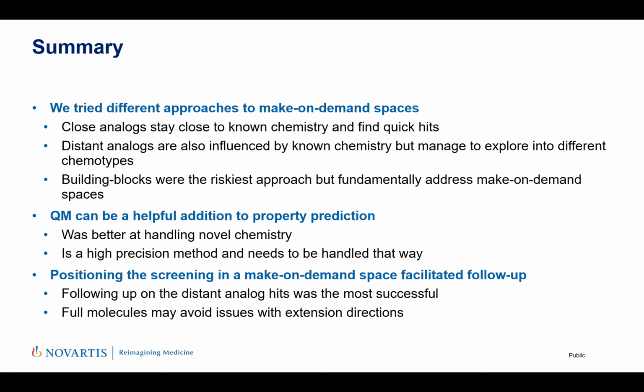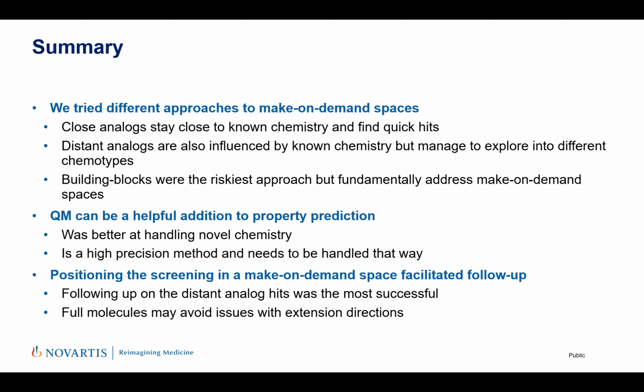So in summary, we tried a few different approaches to make on-demand spaces. We tried close analogs, which quickly gave us active hits, if somewhat boring. Distant analogs, which were also still influenced by known chemistry and also gave us hits, but we managed to explore a little bit more, and this was our most successful approach. And building blocks, which were the riskiest and which we had some issues with in the end. But conceptually still, I think it's the most interesting approach, even if it wasn't super successful.